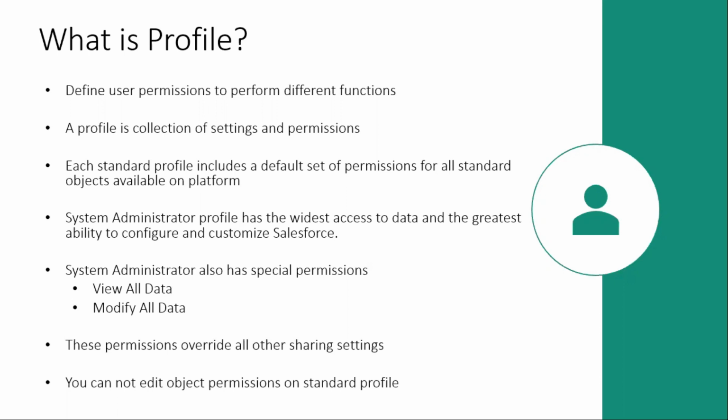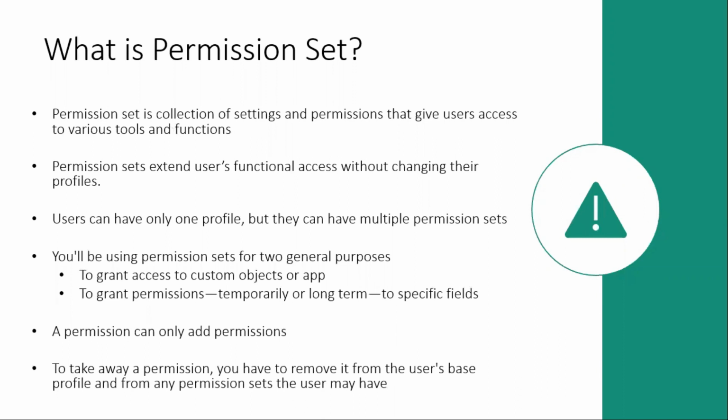Okay, so let's move to the next slide and see what a permission set is. Basically, a permission set is also a collection of settings and permissions that gives the user access to various tools and functionality. The permission set extends the user's functionality without changing their profile. So here is a key difference between the permission set and the profile. Profile and permission set are doing the same thing, but the permission set is extending the permissions for the functionality. A user can have one profile, but he can have multiple permission sets.